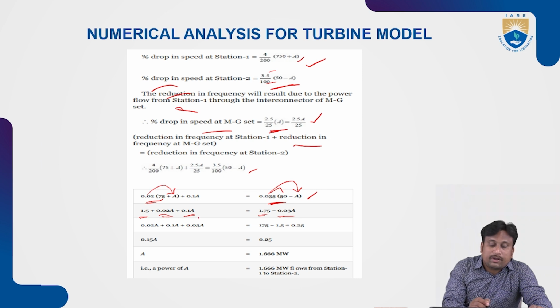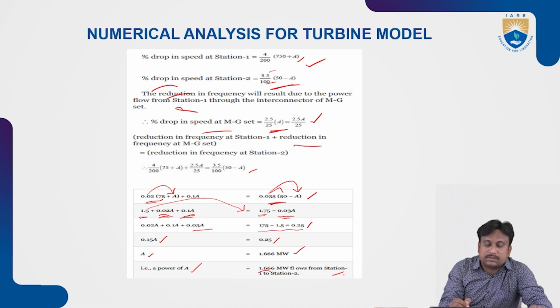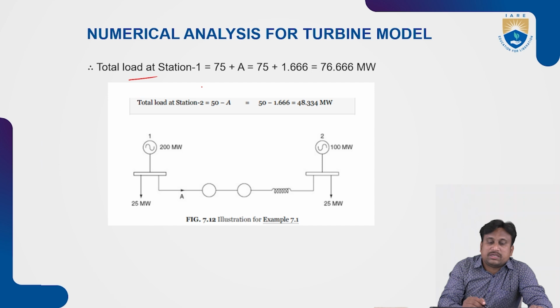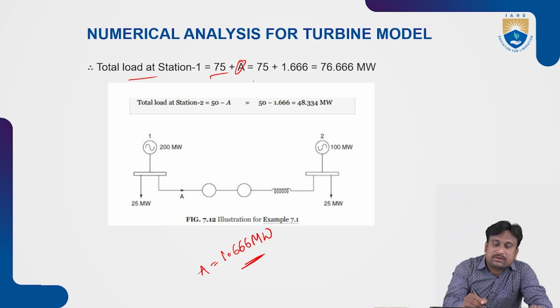So when you write in terms of the A coefficients, 0.02A, 0.1A and 0.035A, they add up to 0.155A. On the other side, 1.75 minus 1.5 gives 0.25. So we have 0.155A equal to 0.25, so A becomes 1.66 megawatts. That is, a power of 1.66 megawatts flows from station 1 to station 2. This usually happens. So the total load at station 1, the first station, is 75 plus A. A we already calculated: A equals 1.666 megawatts. This value is going to be added here.